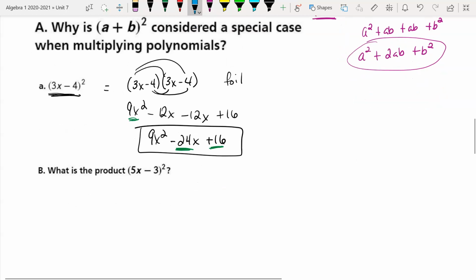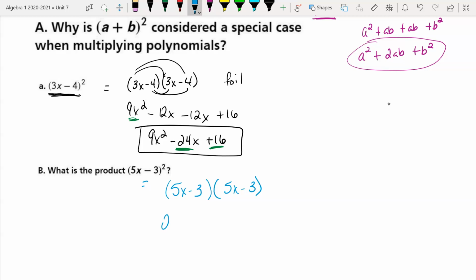However, as long as you know that you just need to FOIL it, then you should be fine. So 5x minus 3 squared actually means 5x minus 3 times 5x minus 3. So go ahead and try that by yourself. Pause the video, see if you can figure this one out, and just FOIL it.